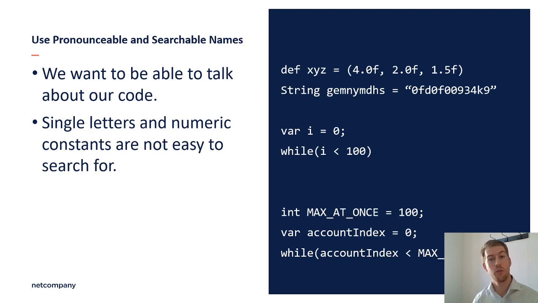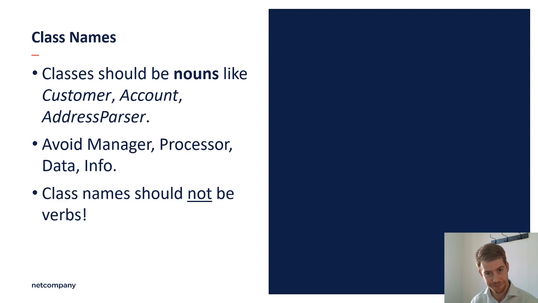We want to use pronounceable and searchable names so we can talk about our code with our co-workers, with our fellow peers. As you can see here on the right, we have examples of names that are not so easy to pronounce. And then we also want to make searchable names, because if we have a code base of 20,000, 200,000 lines, it would be great if not everything was named i, right? So at the bottom you can see here, instead of using i, use maxAtOnce or countIndex. In this case, that would make it much more searchable.